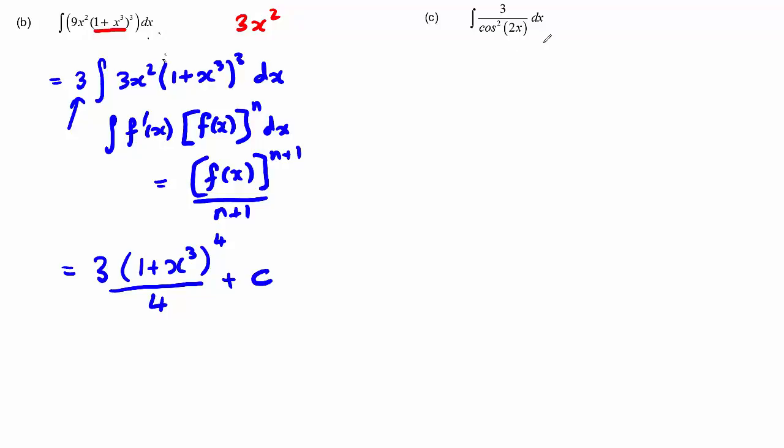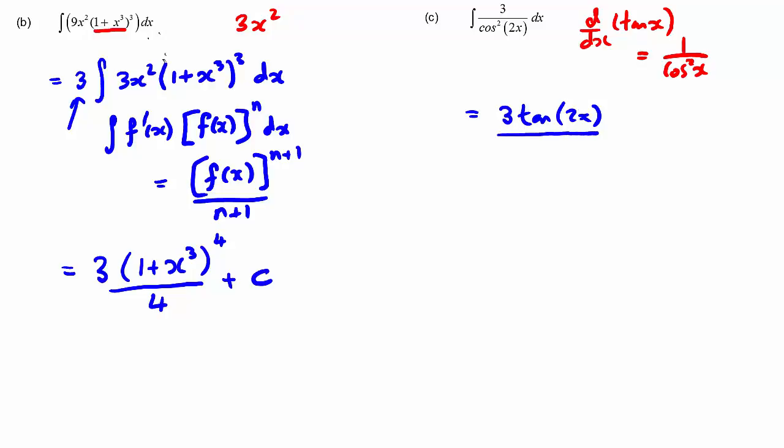When we come over to look at this one, this is a fairly standard one. We know that when we differentiate tan x, we get 1 over cos squared x. We're going the other way, we're integrating. So therefore, this 3 is just a multiplier. Then we'll get tan 2x, because the argument doesn't change when we do this.